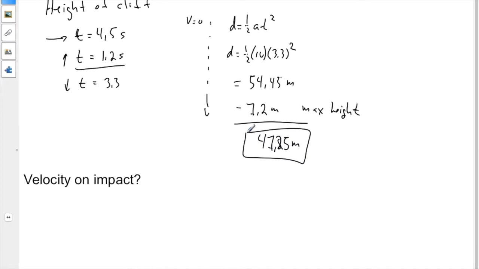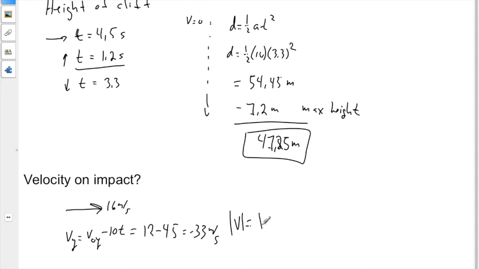So, the velocity on impact. Remember that it had a velocity in the x direction of 16 meters per second. The velocity in the y direction is v0y minus 10t. So that's going to give me 12 minus 45, which is minus 33 meters per second.